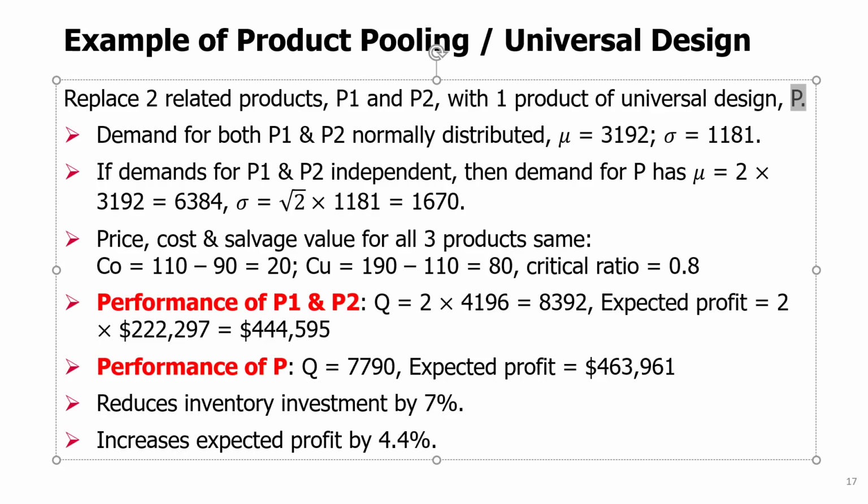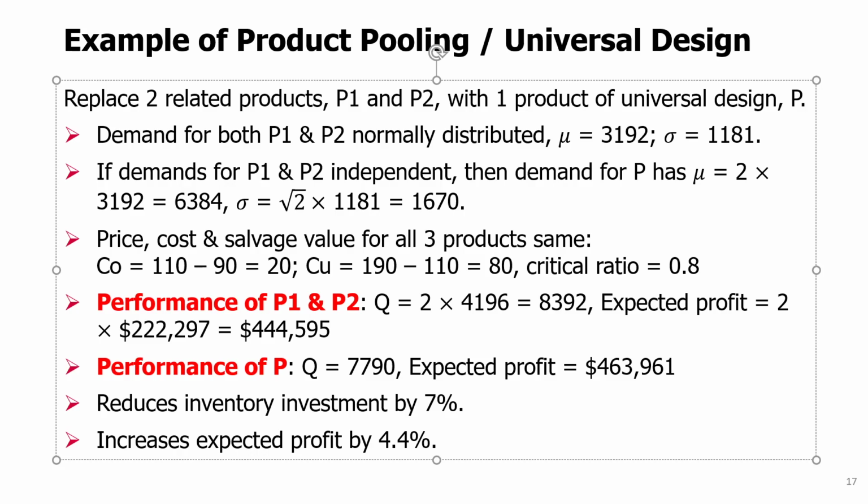So the idea is that we create a product P that completely satisfies the demand for products P1 and P2. Let's say you have a product that has features of both, and we can convince all customers for P1 and P2 that they can as well buy product P. We're going to consider here a seasonal product, like we had in the topic on the newsvendor model.